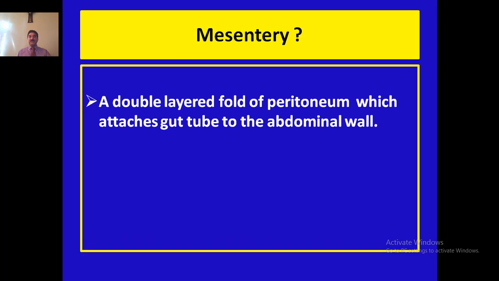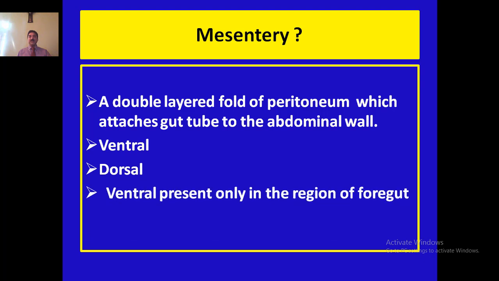Mesentery. Mesentery is defined as a double-layered fold of the peritoneum which attaches the gut tube to the abdominal wall. Mesentery can be ventral mesentery or dorsal mesentery. Ventral mesentery attaches the gut tube with the anterior abdominal wall, whereas dorsal mesentery attaches the gut tube with the posterior abdominal wall. Ventral mesentery is present only in the region of the foregut. Dorsal mesentery is present throughout.